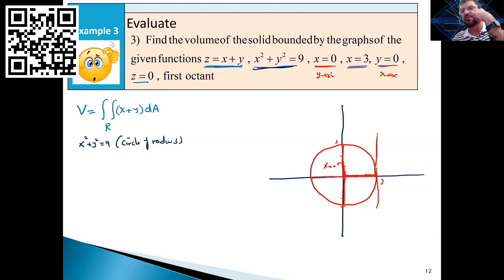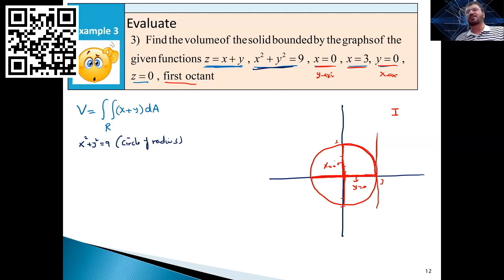So this one is y equals 0. It's the x-axis. And it continues, of course. But I need it from x equal to 0 to x equal to 3. And it's in the first octant, means in the first quadrant, by the way. So you should be here only. So where is it? Look at this. Here is the circle.